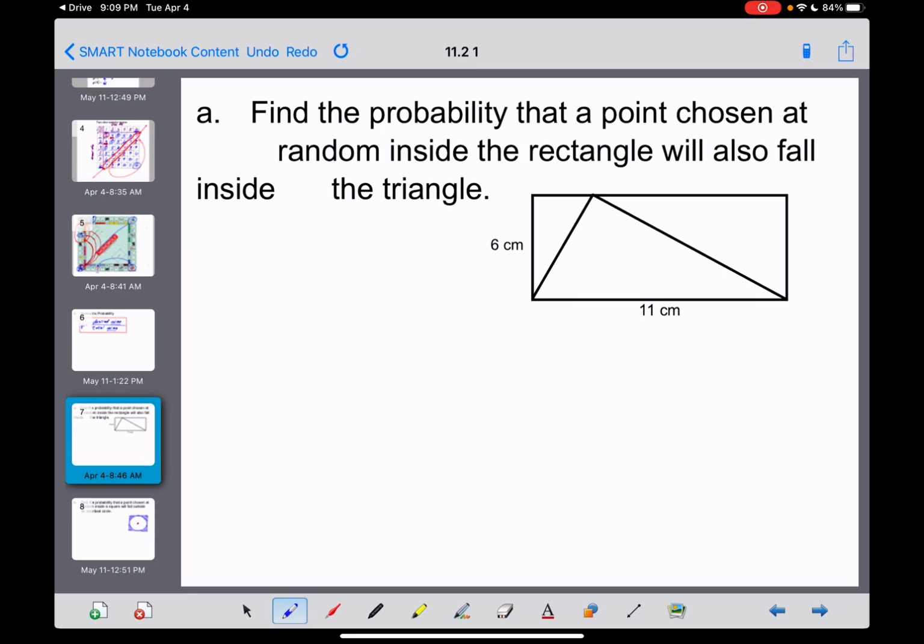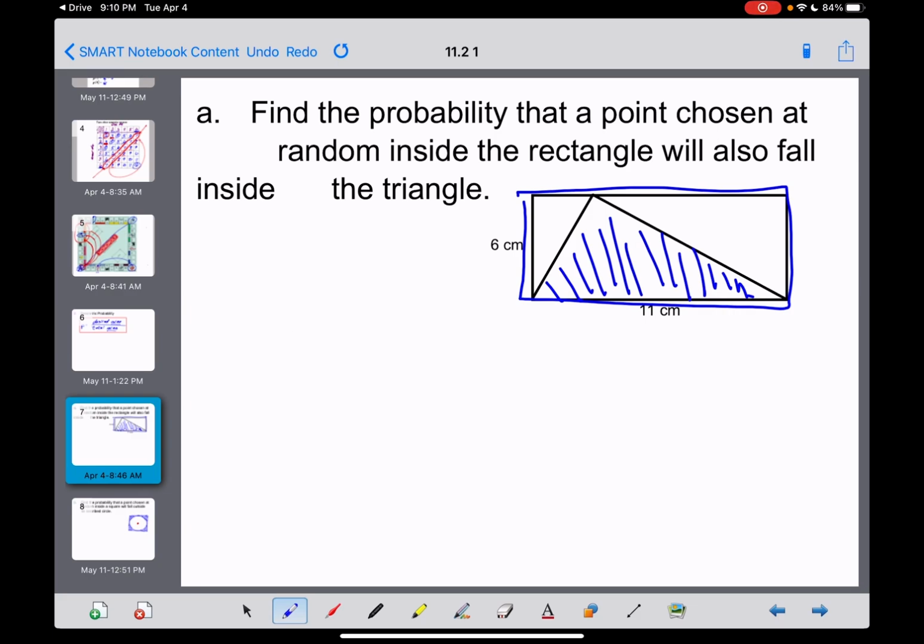Find the probability that a point chosen at random inside the rectangle will also fall inside this triangle. I meant to shade that and I forgot right there. Okay, so we want to know here, guys, if you're going to hit this big target right here, this rectangle, how likely are you to hit the blue shaded triangle? So just think to yourself right now, give me a percent, everybody. What percent of the rectangle do you think that triangle actually makes up? Maybe jot down your idea. Now let's find out if you're right.